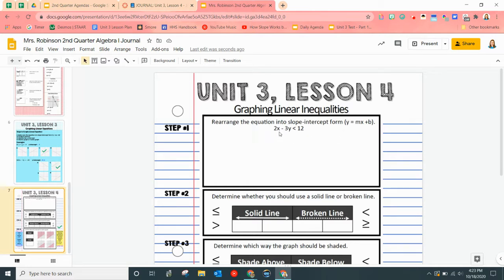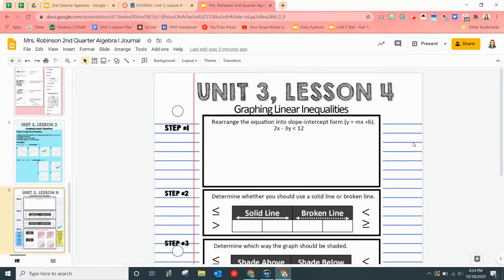So we're looking here. We have 2x minus 3y is less than 12. Y is not by itself on one side. It is not isolated on one side of the inequality symbol. So we are going to have to solve this. So I'm going to pause the video for just a second. I'm going to pull this up on my iPad so that I can write this out. So what you need to do is find a piece of scratch paper right now, and you're going to write this inequality on your scratch paper.